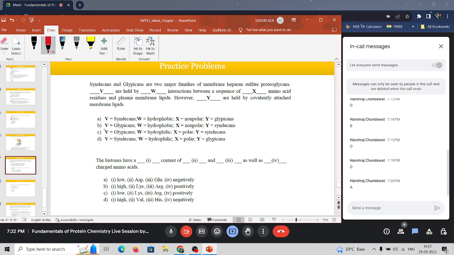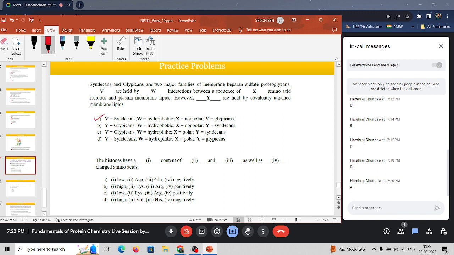So what are you answering? You're answering it as A. Okay, so syndecans are held by hydrophobic interactions, that is correct, between a sequence of non-polar amino acids, right? And however, glypicans are attached to the membrane lipids. Yes, that is correct. So A is the correct answer.